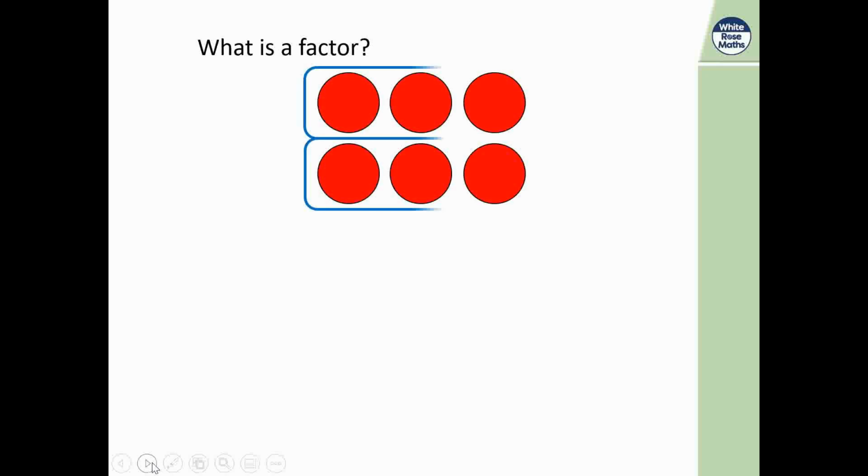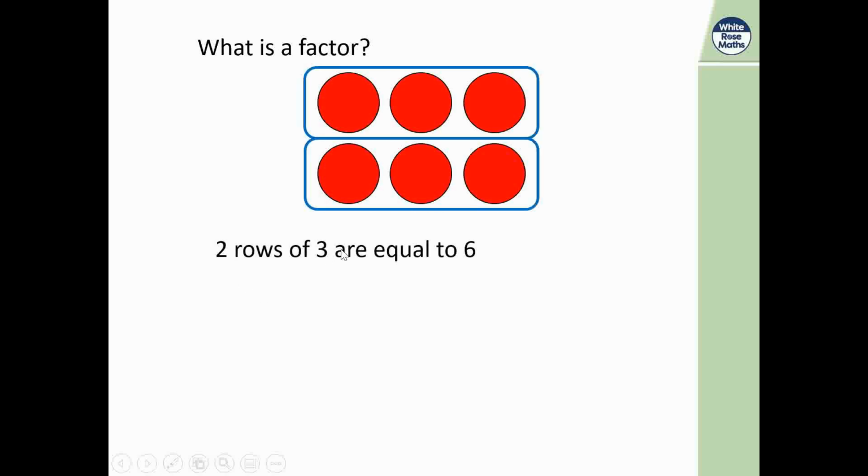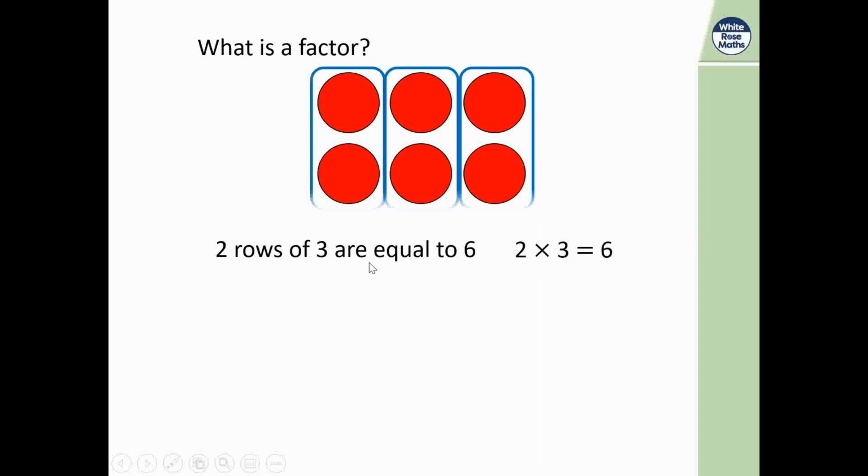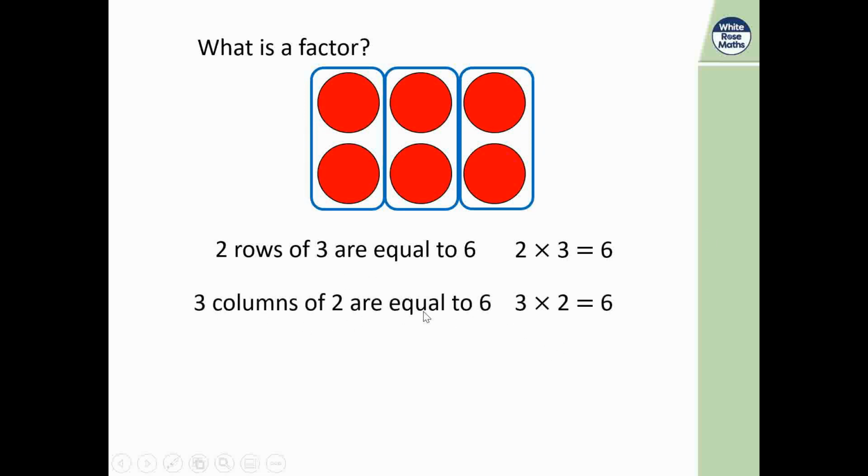What is a factor? Here we go. Now we're going to explain. So we have 6 counters. 2 rows of 3 are equal to 6. So they're saying 2 times 3 equals 6. There we go. Or 3 columns of 2 are equal to 6. In other words, 3 times 2 is 6. 2 and 3 are factors of 6. Okay? So the product is what is equaled after multiplying, and factors are the 2 numbers you have to multiply by one another to equal the product.